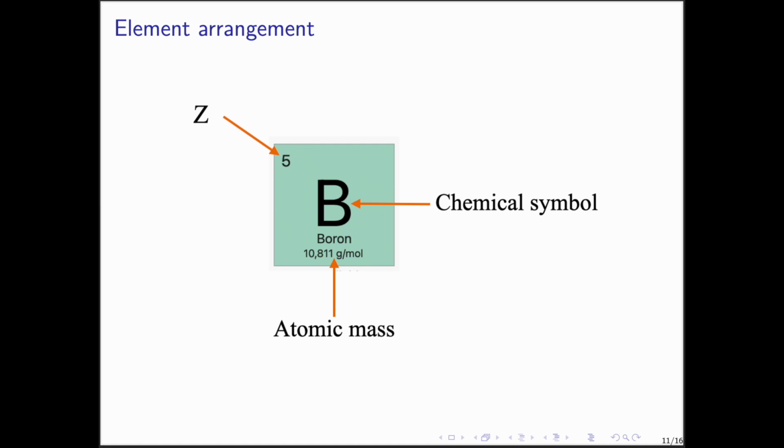In the periodic table, elements are arranged by increasing atomic number. Each box shows the symbol, atomic number, and atomic mass. The atomic mass often includes decimals, like 10.811 for boron, because it represents the average mass of all naturally occurring isotopes, weighted by their abundance. Let's calculate one together.